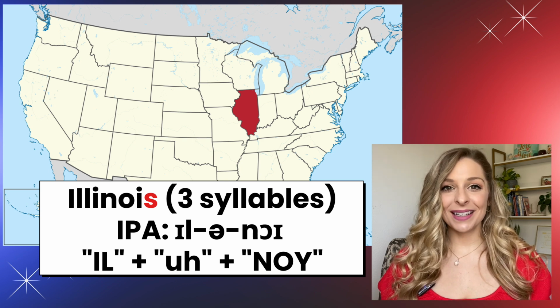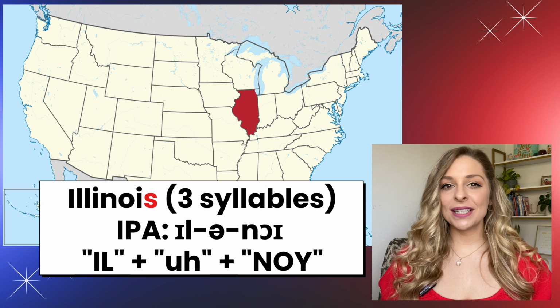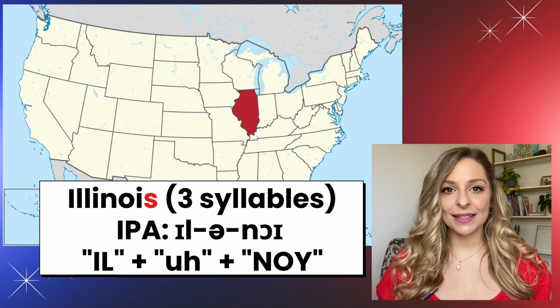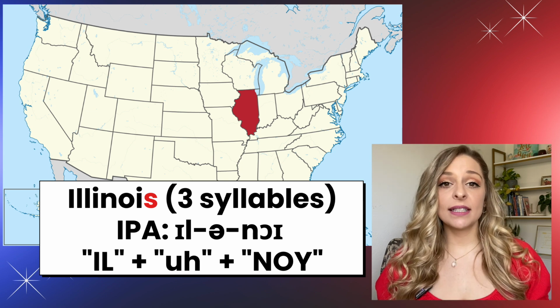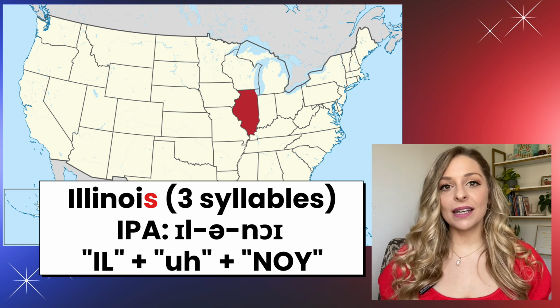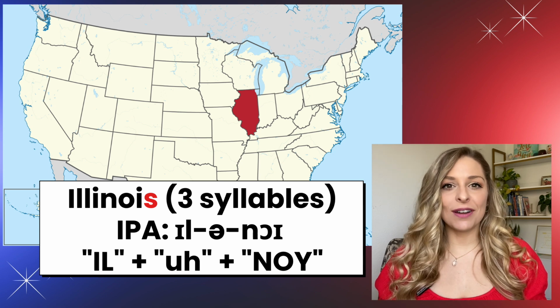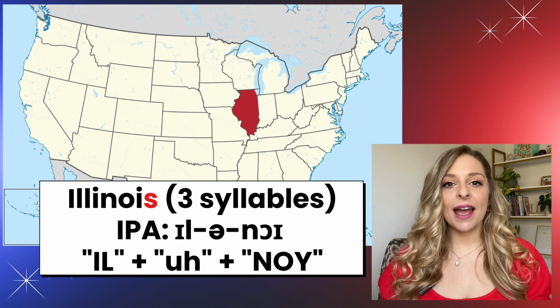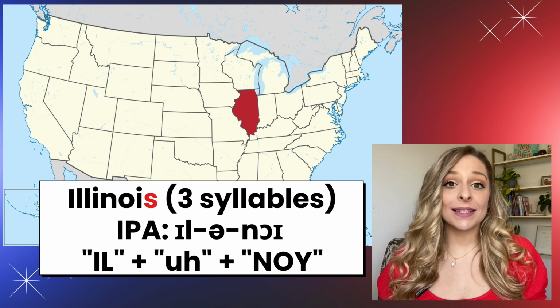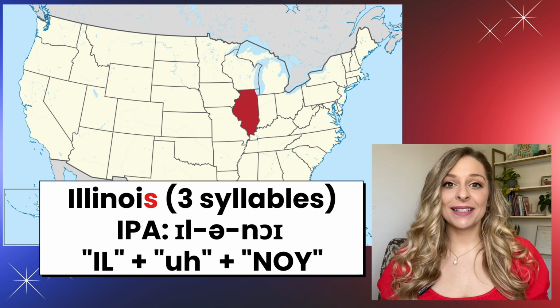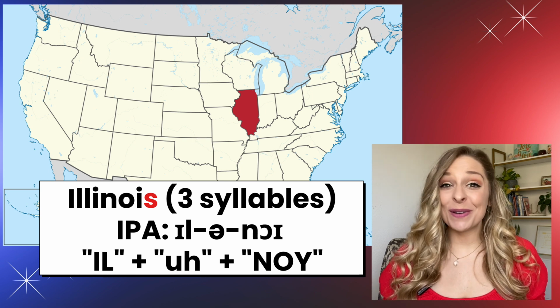Just like Arkansas, we have this state with a silent S on the end. From what I've read and seen online, Arkansas and Illinois were given French endings to their names, and in French, the S or the last letter of the word is silent, and so that is why we don't pronounce it. I'm not sure of the entire history of the names of these words, but that's what I've read.